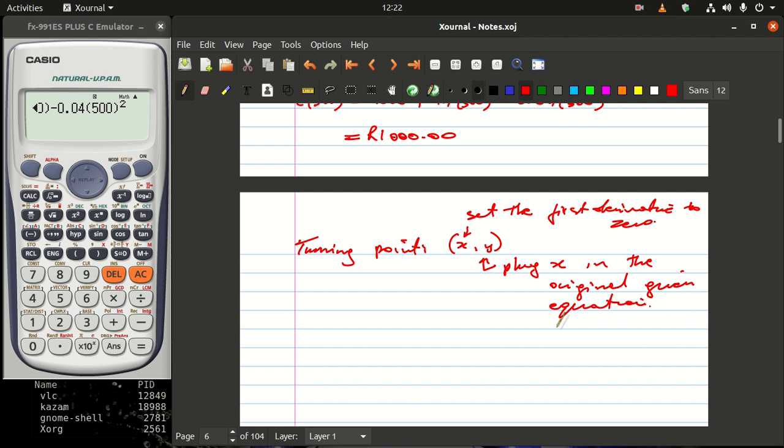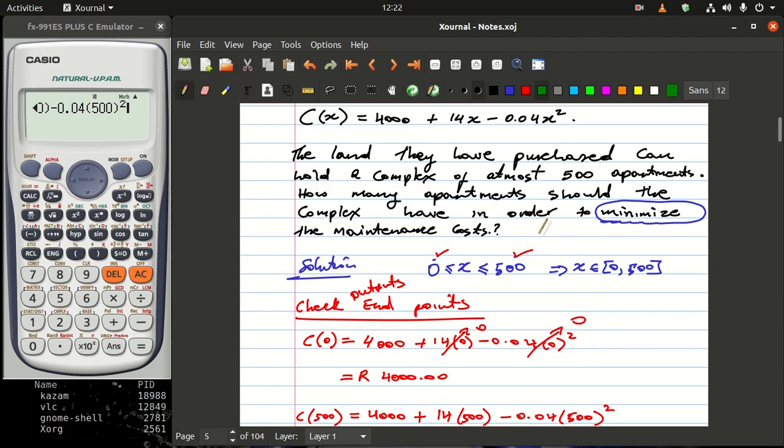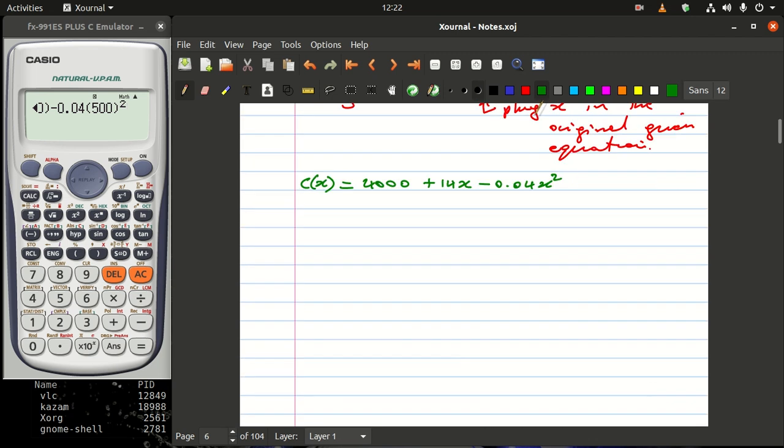So that is what you actually do here. The function that we had here was very nice. It was C of x equal to 4,000 plus 14x minus 0.04x squared. Just to double check that we're still on the same point: 4,000, 14x, minus 0.04x squared.